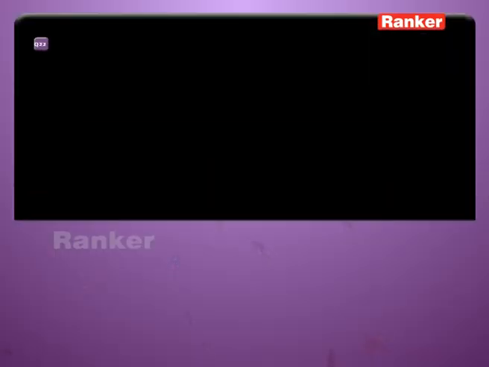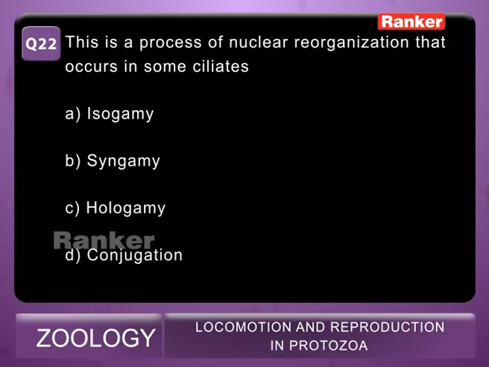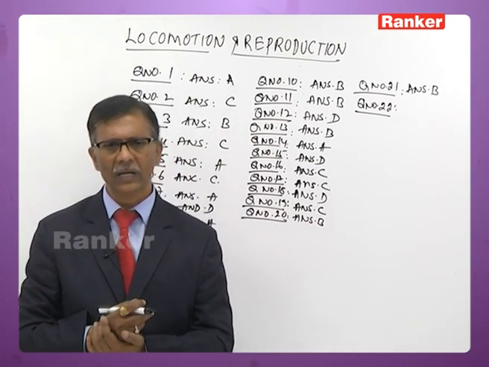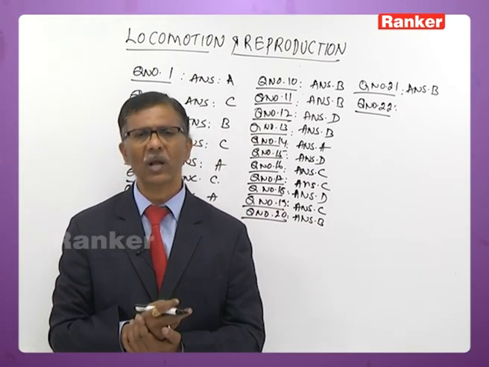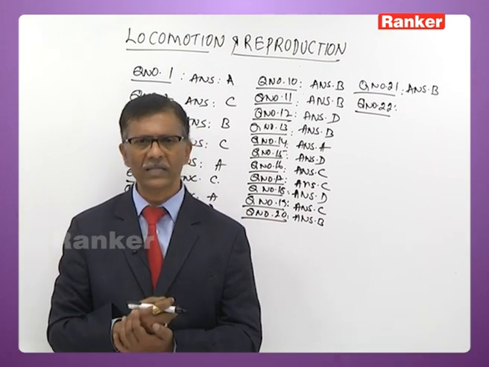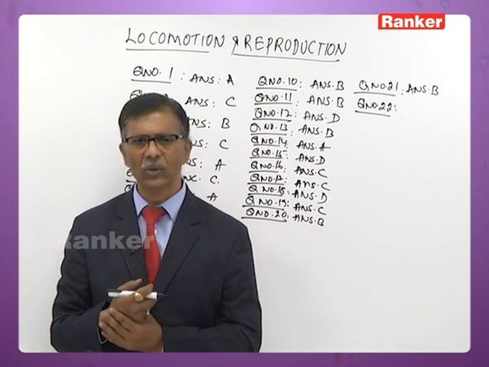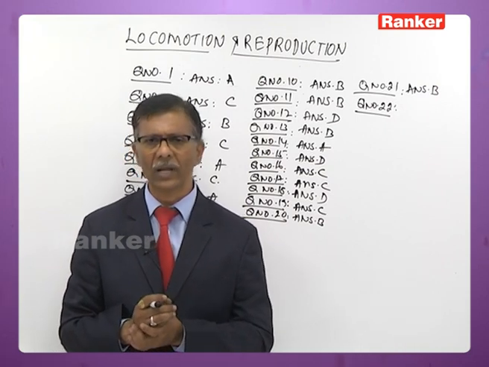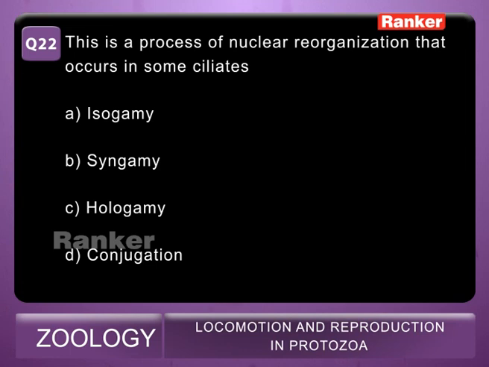Now question number 22, I'll read out the question for you. This is the process of nuclear reorganization that occurs in some ciliates. A. Isogamy, B. Syngamy, C. Hologamy, D. Conjugation. Now the nuclear reorganization or nuclear reconstitution occurs during conjugation. Isogamy is fusion of similar nuclei, syngamy is a fusion of gametic nuclei, hologamy is a fusion of adults. So nuclear reorganization mostly occurs during conjugation, where there is a temporary union of two organisms for the exchange of nuclear material. So for question number 22, the correct answer is D. Conjugation.